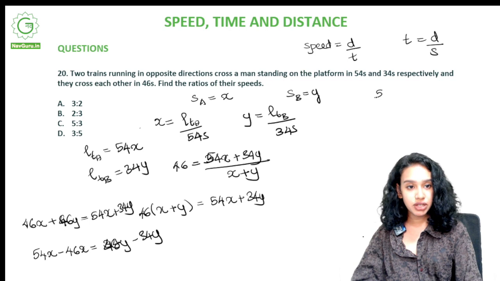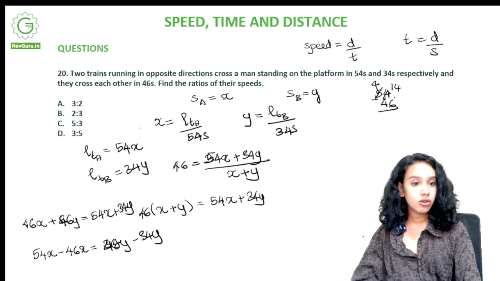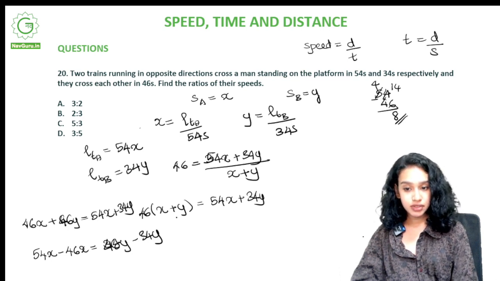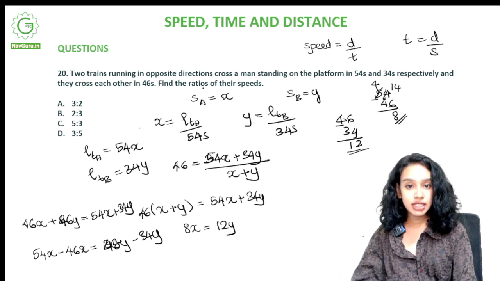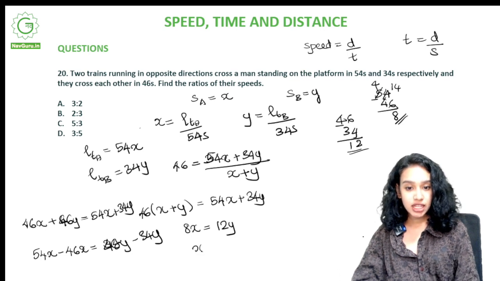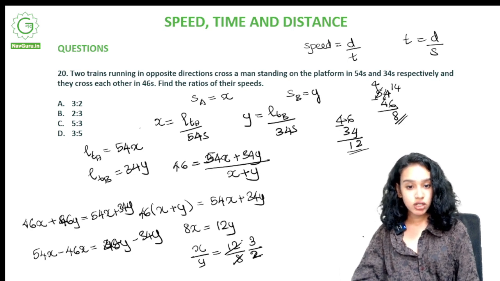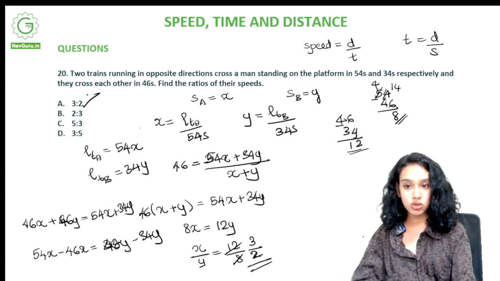So what is 54 minus 46? We have 14 and we have 4 here. Now 6 plus 8 is 14, right? So 8x is equal to 46 minus 34. We have 2 and 1, which is 12y. Now we have to find the ratio of x to y, right? So x by y would be equal to 12 by 8. Now we'll cancel this out by 4. We get 3 is to 2, right? Cancelling 4 from 12 and 8, we get 3 by 2. So x and y is in the ratio 3 is to 2.